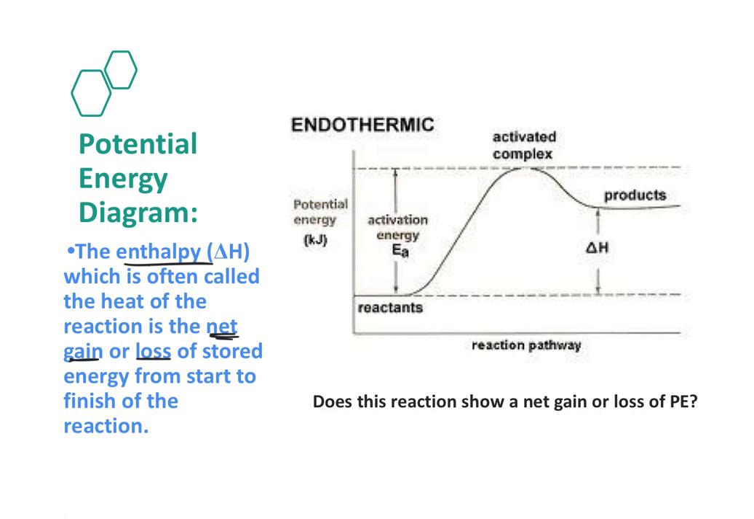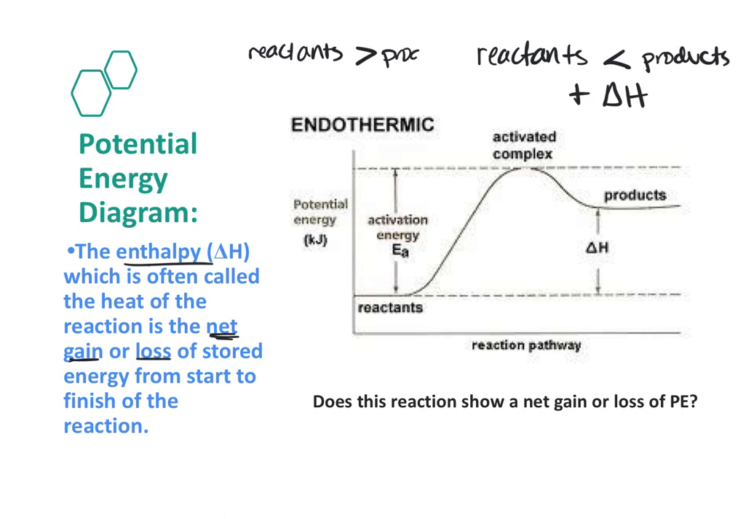When you're trying to figure out if your delta H is positive or negative, if your reactants are less energy than your products, you have a positive delta H. If your reactants are greater in energy than your products, you have a negative delta H. And if we look here, our energy down here for our reactants compared to our products up here, this is a positive delta H value because our products are higher up than our reactants. So this would show a net gain in potential energy because it's gaining energy.